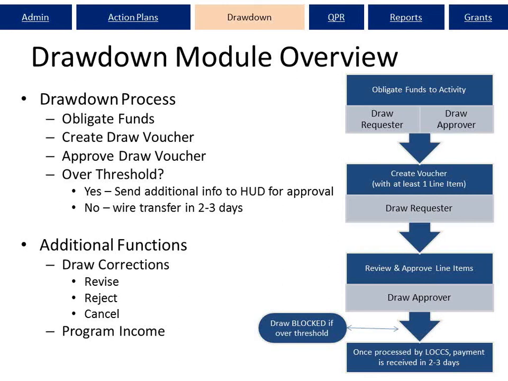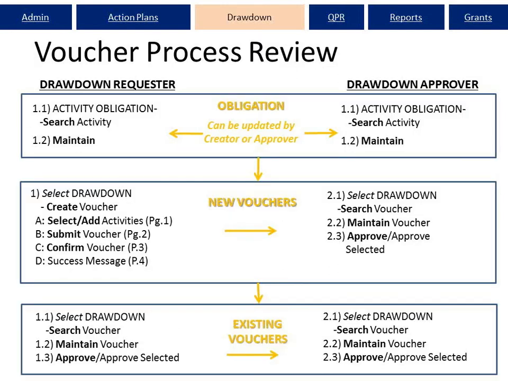Typically, once that happens, our deadline is basically 8 p.m. at night for the draws to go to LOCCS. So that's it for us. And then we don't know exactly how long it takes, but typically we hear 2 or 3 days is a routine amount of time for money to hit your bank accounts. So again, there's the obligation step.